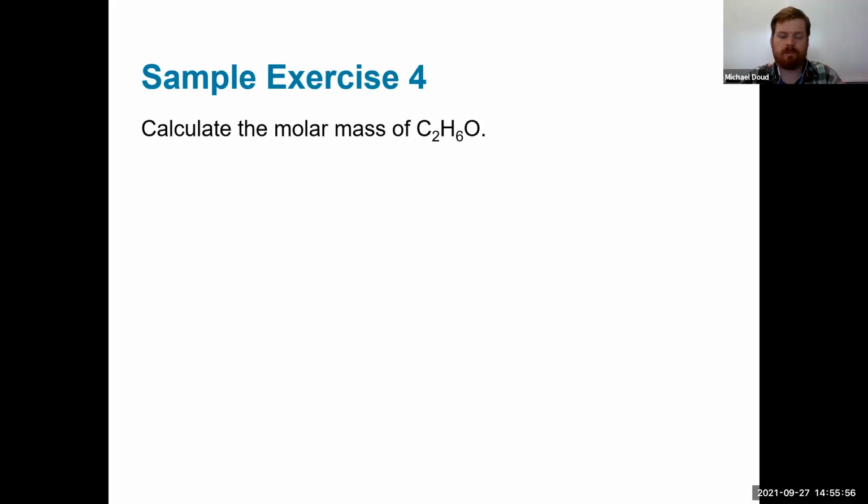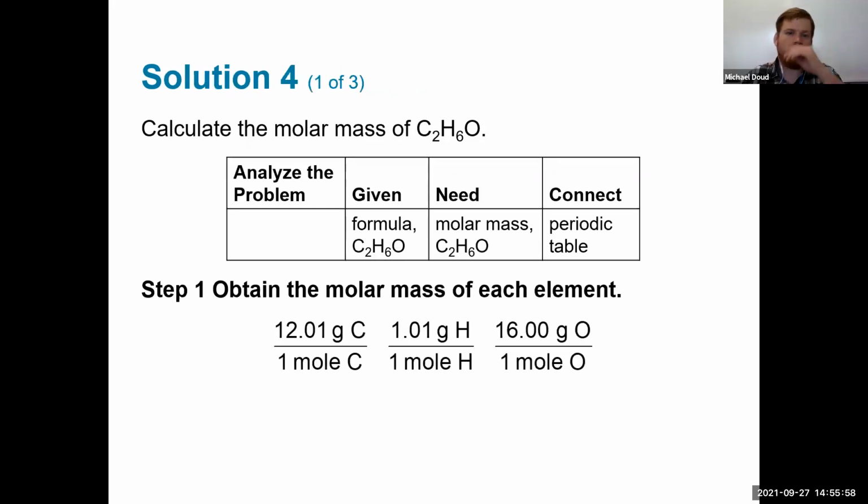Okay, so if we have a formula of C2H6O, well, we know that our elements are carbon, hydrogen, oxygen. Carbon has a molar mass of 12.01 grams per mole. Hydrogen has a molar mass of 1.01 grams per mole. And oxygen has a molar mass of 16.00 grams per mole.